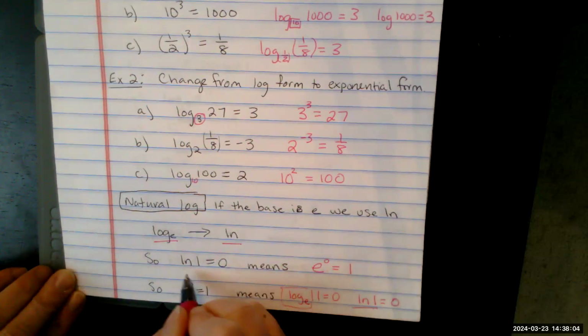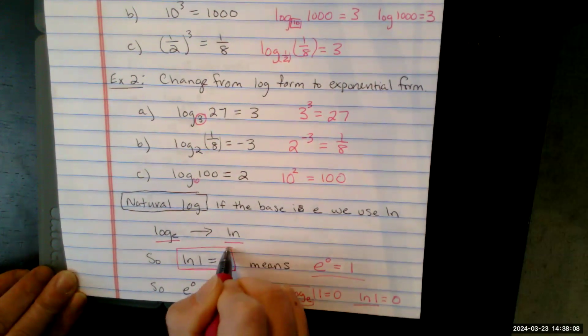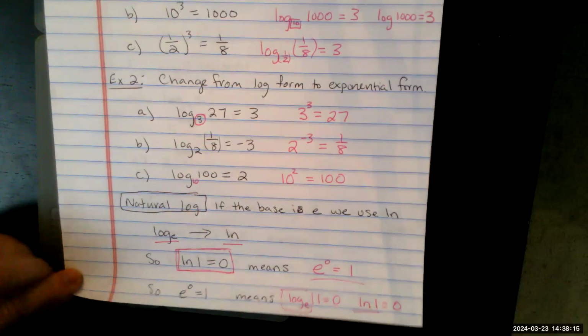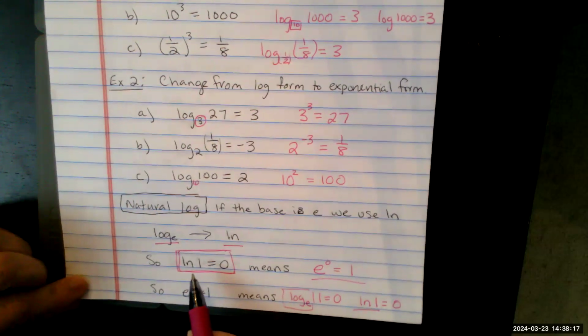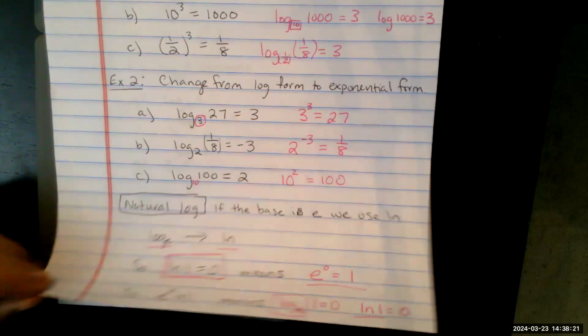And since this means this, this is a property we're going to need to start getting comfortable with, that if we ever do see ln 1 in the problem, we're going to hopefully start realizing that that just equals 0. So you should never really have ln 1 in your final answer. You should be able to replace it with a 0 and move on.